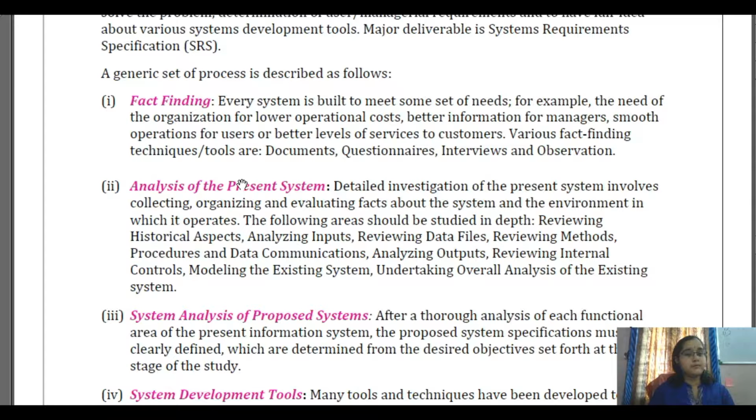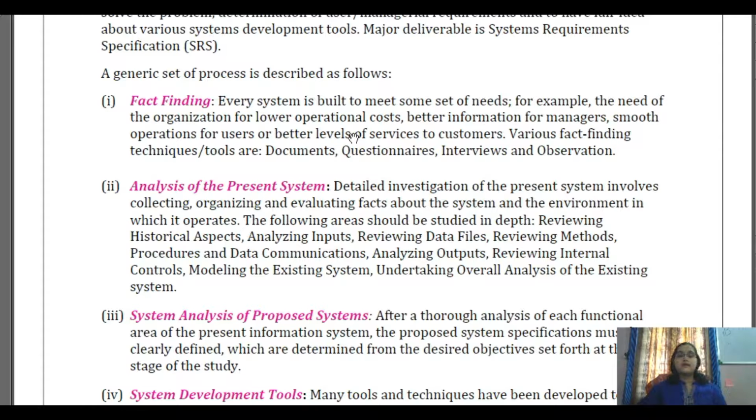Then analyzing the inputs. Analyzing the inputs plays a main role because the analyst must understand what type of data is being used or taken in by the present system. Let us take, for example, a form that has to be filled by a particular user. Let us say the production manager needs some raw material, and he needs to give a request to the purchase department. So how is the information flowing?